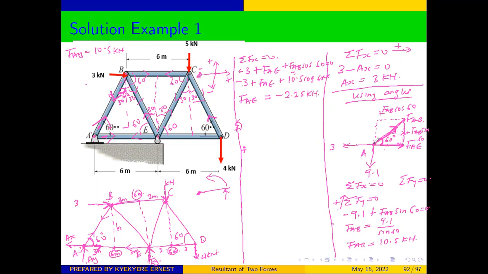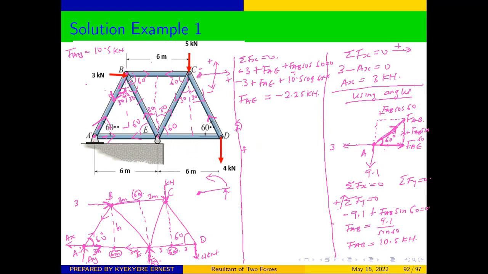We are done analyzing joint A. We move on to the next joint. Don't forget that we have stated that we analyze the joint with a maximum of 2 unknowns. Now we have been able to determine the force in AB. Therefore, when we come to joint B, we know the force in AB, but we don't know the force from B to E, and we also don't know the force from B to C.